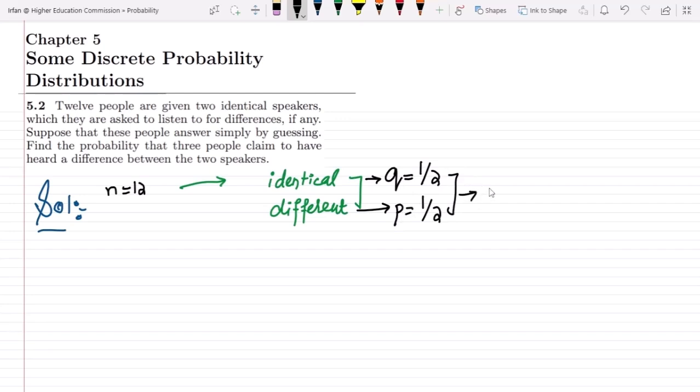And how did we get it? We have got it by q equal to 1 minus p, because this is a binary case in which we have only two cases, either those would be identical or different.